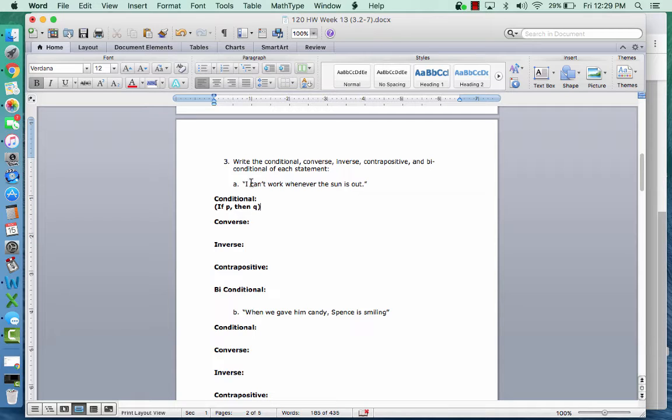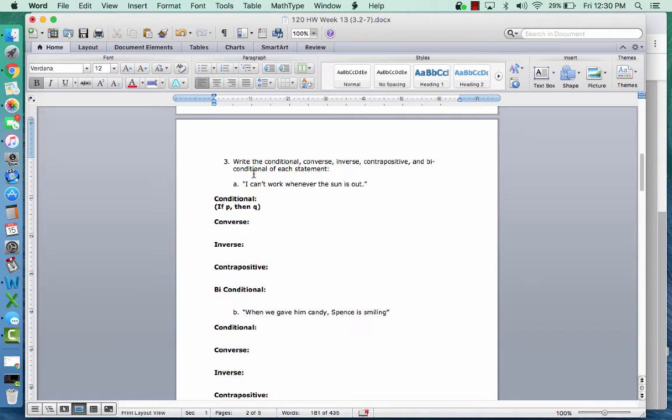So this one says, I can't work whenever the sun is out. So the limitation of working is based off of the sun being out. So the sun being out is the condition, and not being able to work is the result. In other words, whenever has the same logical meaning as if.